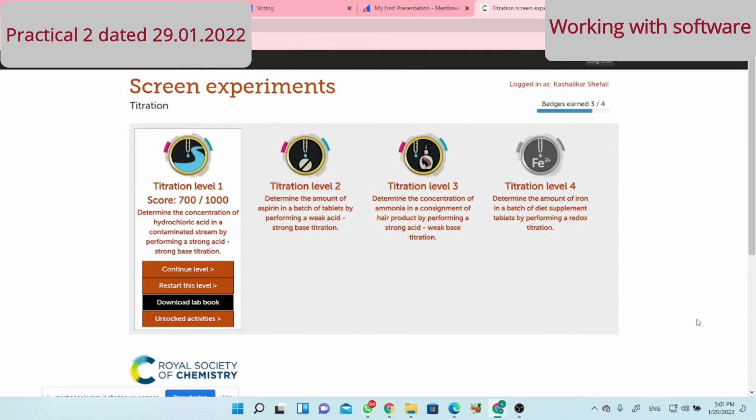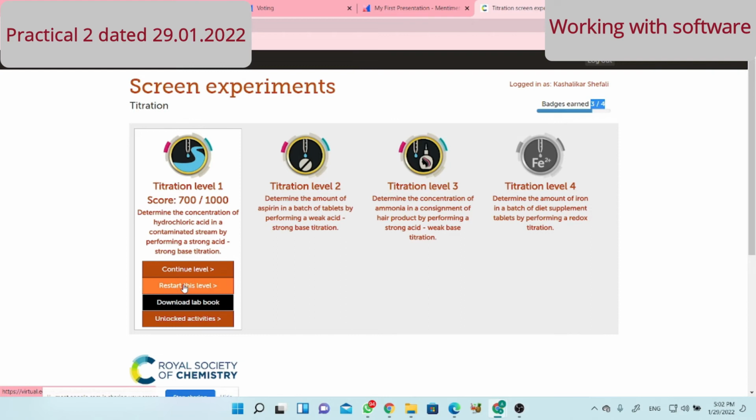And in this report, what is there? The name is there. And actually, Shefali, it says Badges earned. You have earned 3 badges, meaning maybe 3 experiments you have completed, but they are not given that level. And it says unlock activity. Here you can continue to the next level or restart this level. If you want to repeat that level, you can repeat it, even in the examination also.